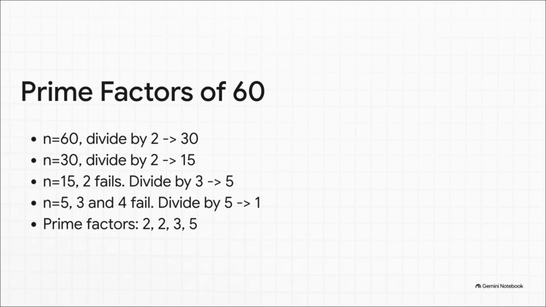Now, what's really interesting about this next one is how prime factorization merely recycles our smallest divisor logic. To find the prime factors of 60, we literally just divide out the smallest divisor repeatedly inside a while loop. So 60 divided by 2 is 30. 30 divided by 2 is 15. Now 2 fails, so we step up and try 3. 15 divided by 3 is 5. 3 and 4 will fail for 5, so we divide by 5 to reach 1. Our prime factors are neatly extracted right there in sequence: 2, 2, 3, and 5.